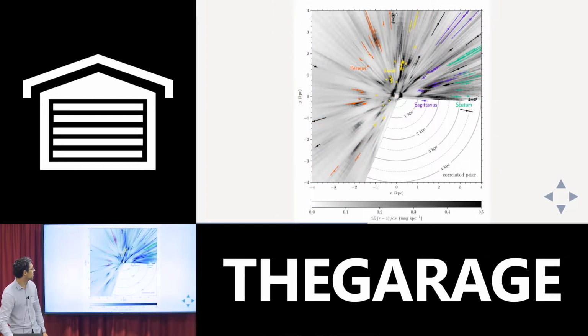This is with a couple of clouds overplotted. So each one of these lines is a cloud that people believe is in some spiral arm. So this is what people call the local spiral arm, the Sagittarius, Scutum, Perseus spiral arms. And you can see these measurements sort of line up with where we're saying the dust is.